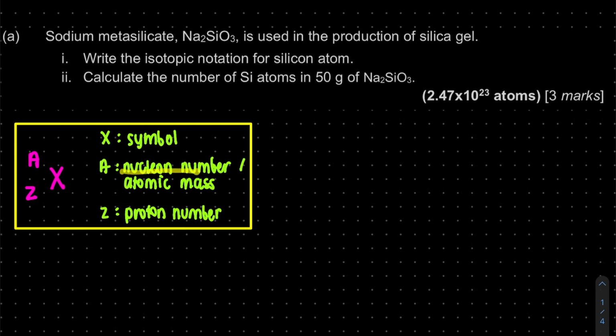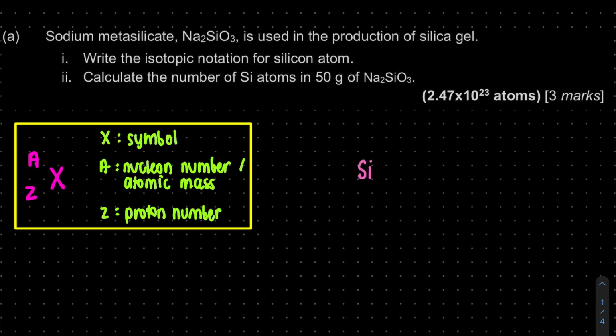A is the nucleon number or atomic mass. The nucleon number is actually your proton plus neutron, but based on your list of constant, it's actually your atomic mass. Atomic mass and the nucleon number are the same. And your Z is your proton number. So the question asks to write down the isotopic notation for silicon atom. So we have our silicon here, and we're going to start with Si.